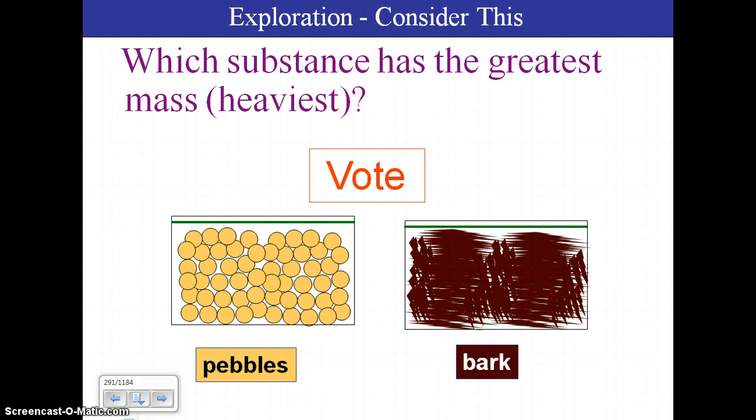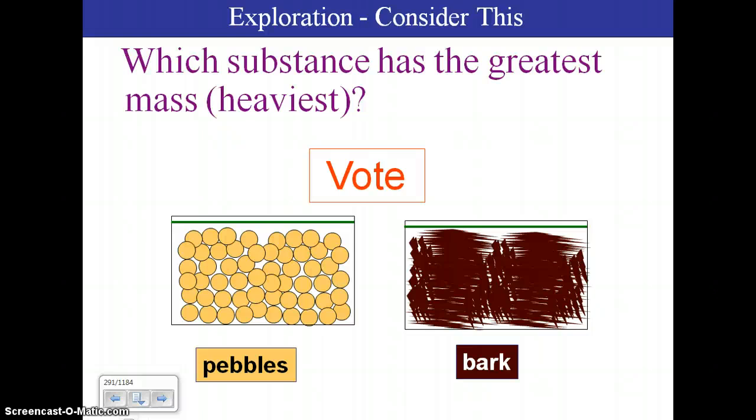We're going to vote now. How many people say that the bark feels heavier? Okay. How many people say that the pebbles feel heavier? Very good. Most people believe that the pebbles feel heavier. But can we just trust our senses? What do we need to do to provide evidence that this really is true, that the pebbles have a greater mass than the bark? Very good. We need to measure their mass.